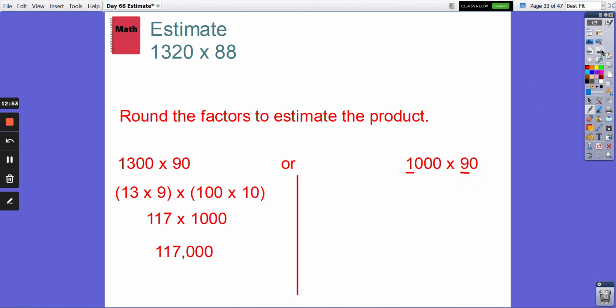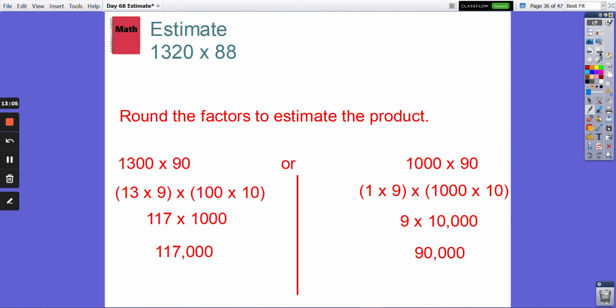Okay, this one, of course, is a lot easier to do in our heads, a little less steps to work through. We would do 1 times 9, find that basic math fact, and then look at the zeros behind it. 1 times 9 is 9. 1,000 times 10 gives me 10,000, and 9 times 10,000 is 90,000. Notice how, just by my slight difference in rounding, my estimation gets a lot different.